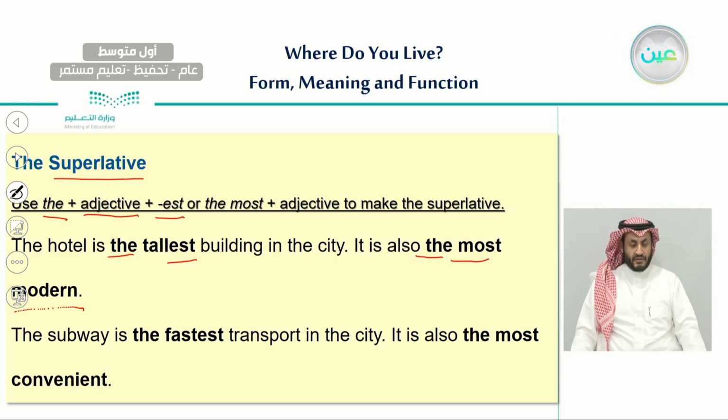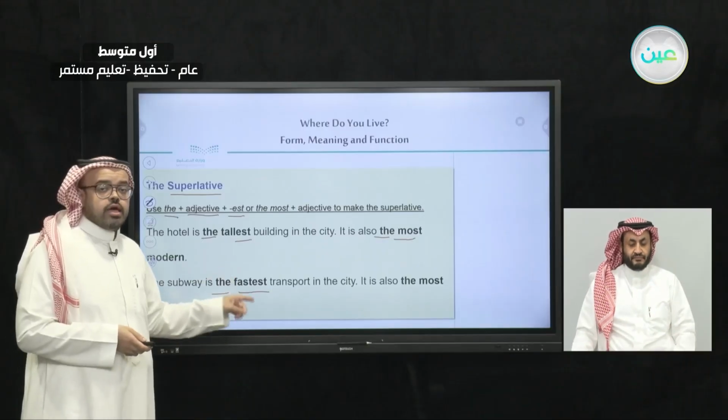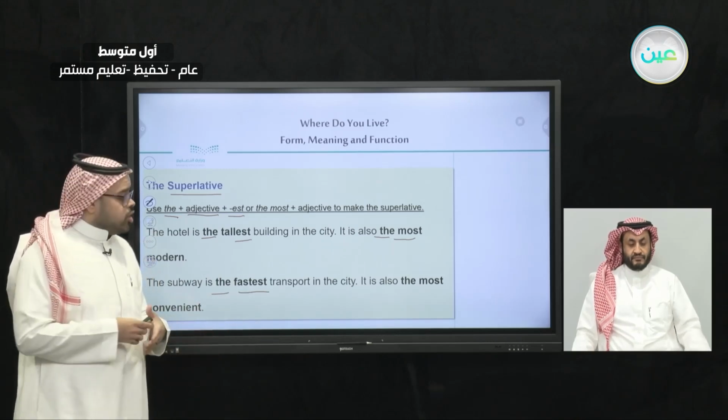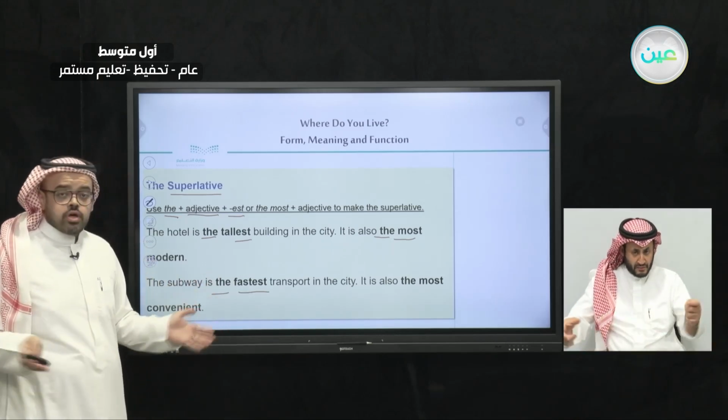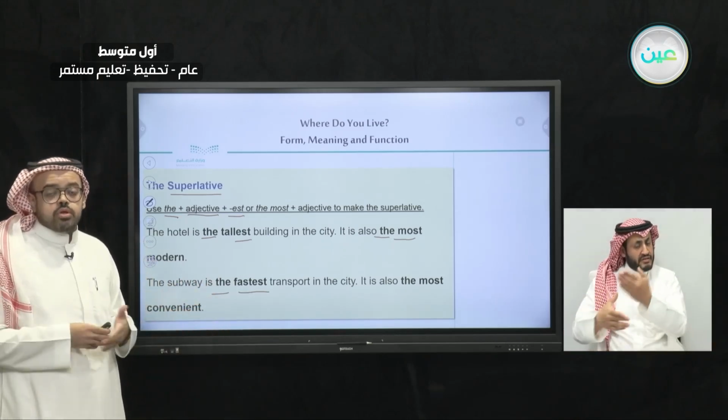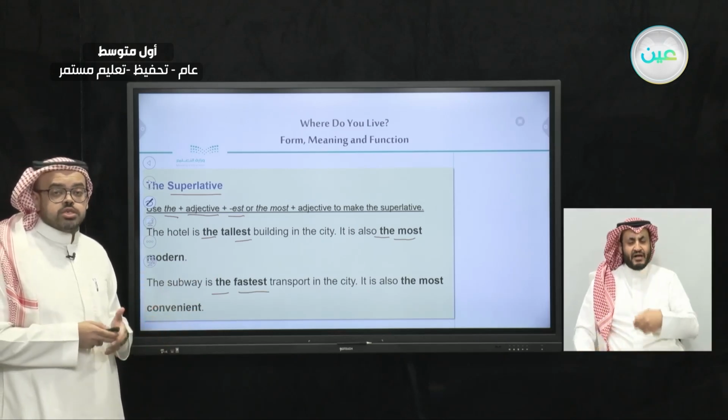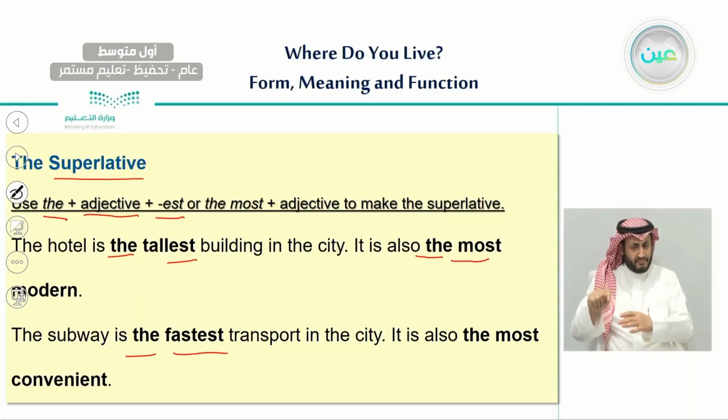Here we have another example. The subway is the fastest. So here we can say the adjective fast is a short adjective, a one-syllable adjective, and here we simply add est. But if we have a longer adjective that has more than one syllable, we would use the most before this adjective. So let's continue.